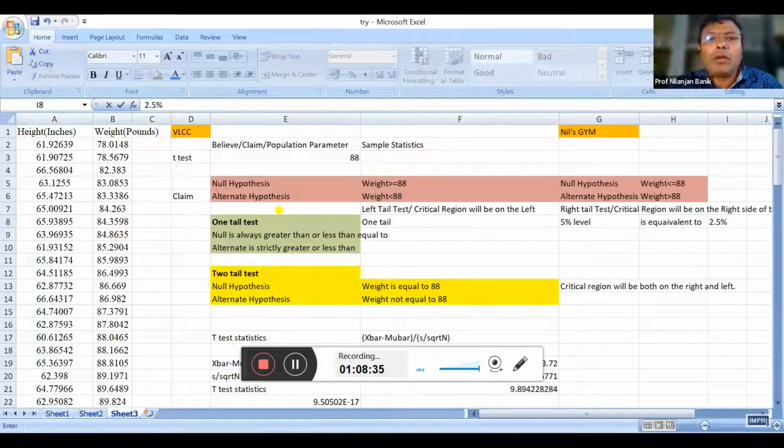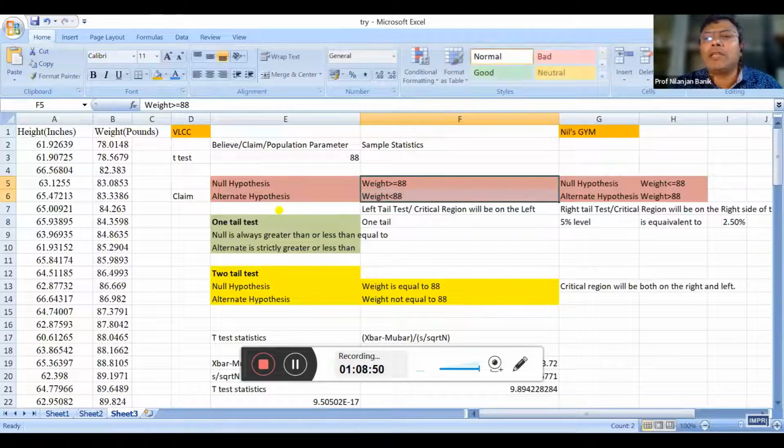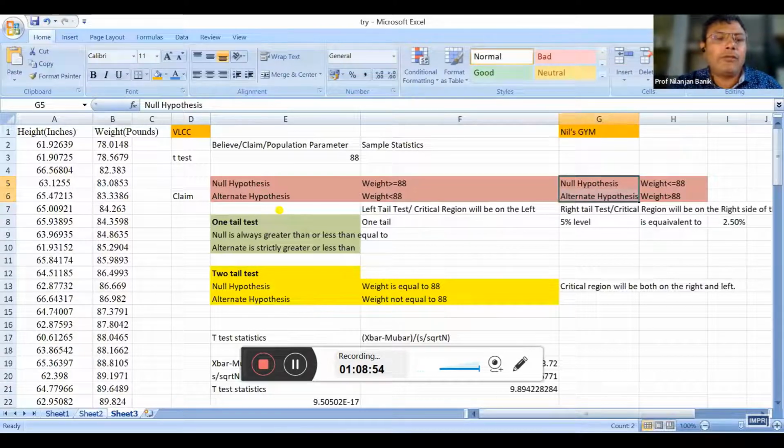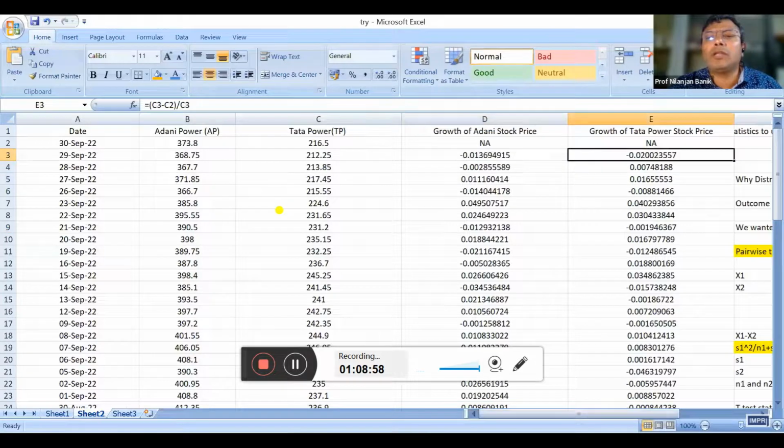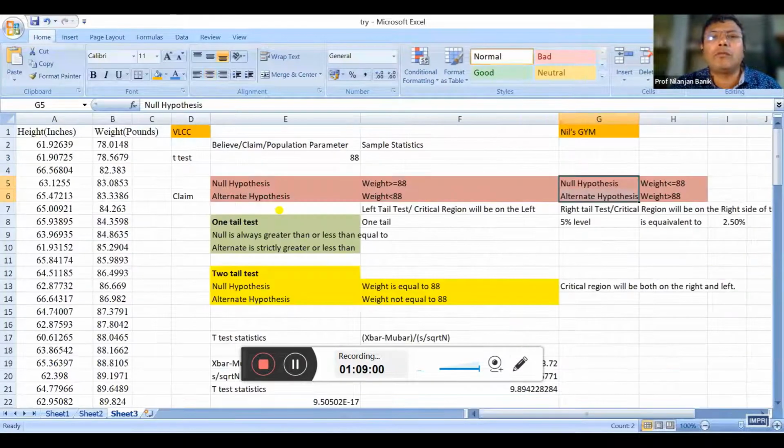So Parul is asking, which is more important, one tail or two tail? Doesn't matter, Parul. It depends upon what you want to test. If this is what I'm testing, then of course a one-tail test. And if this is what I'm testing, it has to do with a two-tail test. So it depends upon what you want to test.